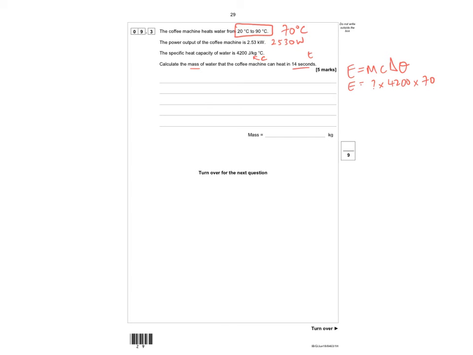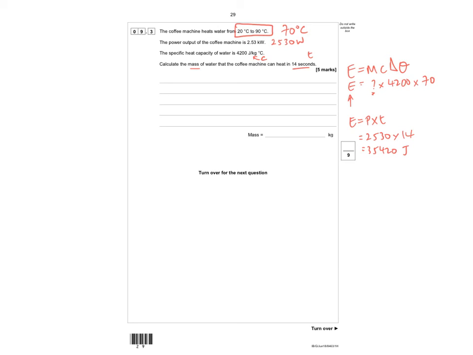Because we want to try and find mass, let's focus on equations that we know for energy. Another equation is energy equals power multiplied by time. We've got a power, 2,530, and we've got a time of 14 seconds. So we can now calculate the energy, and that turns into 35,420 joules.